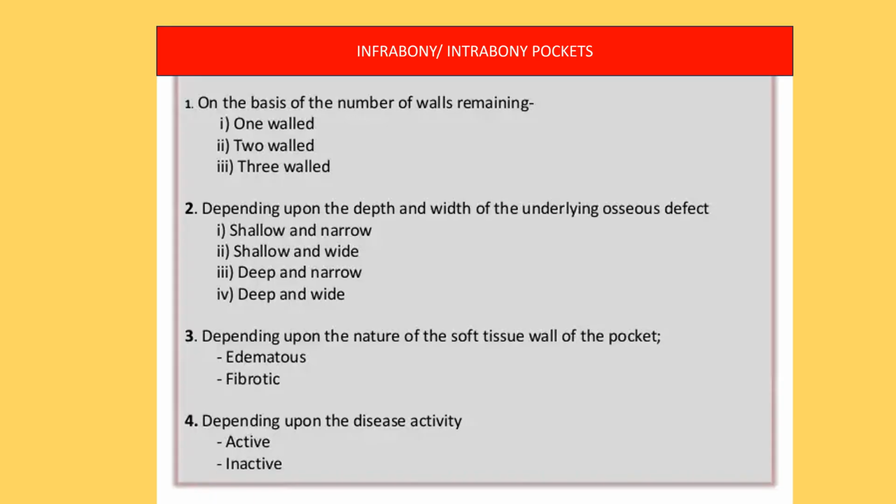Further classification of infrabony and intrabony pockets: on the basis of number of walls remaining, we have one walled, two walled and three walled. Depending upon the depth and width of the underlying osseous defect, we have shallow and narrow, shallow and wide, deep and narrow, and deep and wide. Depending upon the nature of the soft tissue wall of the pocket, we have edematous and fibrotic. Depending upon the disease activity, we have active and inactive.